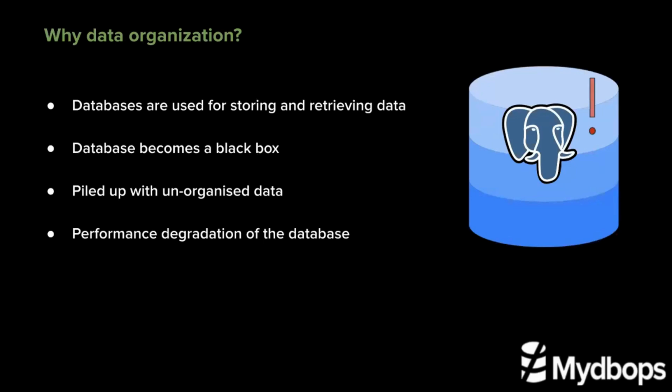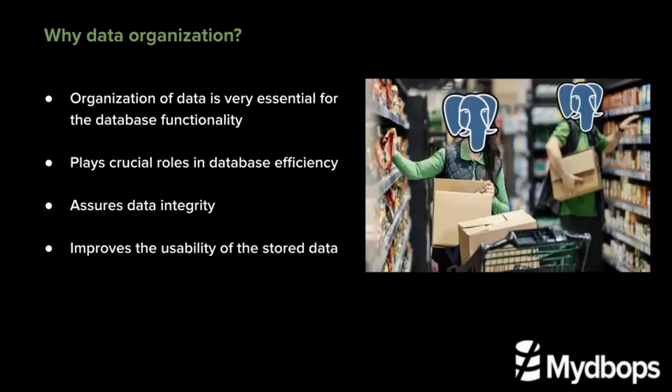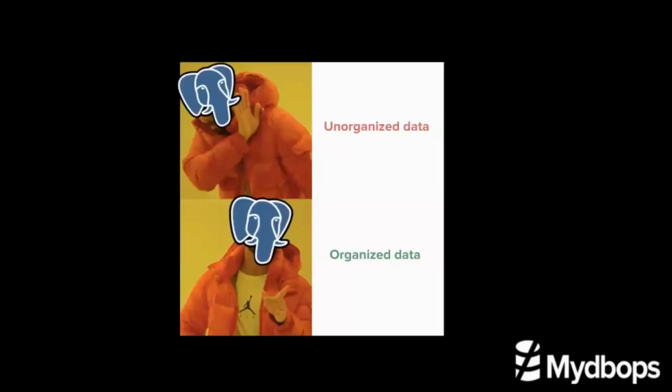And with time our black box starts getting loaded with all kinds of data and becomes slow, and certainly it does not function as we need it to. Therefore it is very important to look inside our database and to organize it. So organization of data is very essential from the database perspective. It's essential for several reasons, as it plays a very crucial role in the efficiency, integrity, and overall usability of the information. A database would be much more efficient and will perform in an optimal way when the data is organized rather than unorganized.